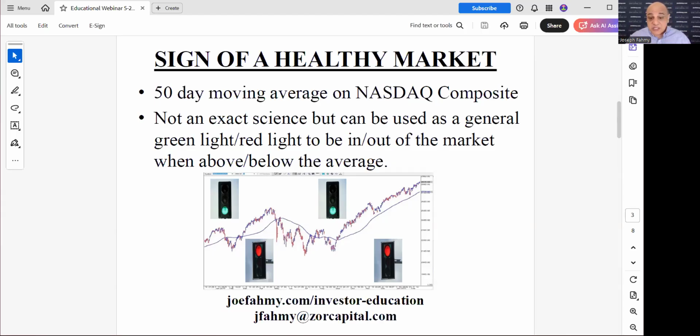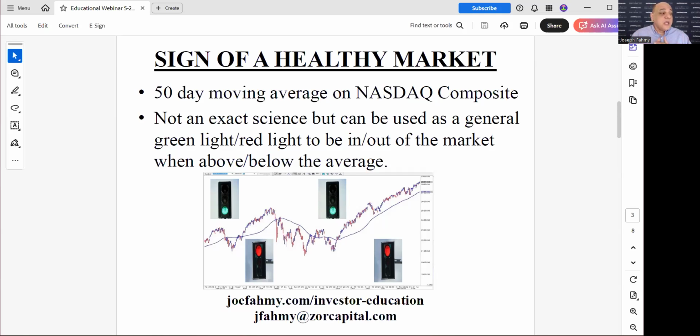And as I say in the slide here, this is not an exact science, meaning it's just general. Think of it as a red light and a green light, like a traffic light. When we're above the 50-day moving average, for the most part, the market's healthy. When we're below it, for the most part, it doesn't mean get out. It just means be a little bit defensive or cautious.